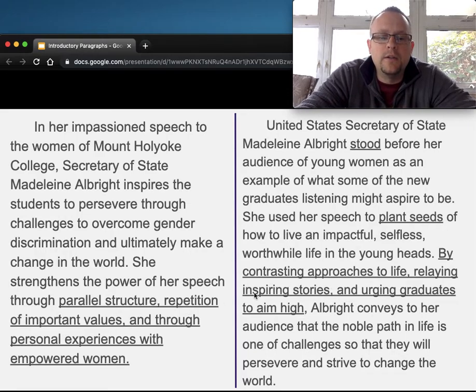Both, we're taking a look here at the devices, the rhetorical strategies. Essentially becoming the thesis: parallel structure, repetition of important values, and through personal experiences with empowered women. So parallel structure, repetition of values, not syntax like parallel structure, but repetition of ideas and personal experiences or anecdotes with empowered women. All right, 3 separate devices. Contrasting approaches to life, relaying inspiring stories, and urging graduates to aim high.